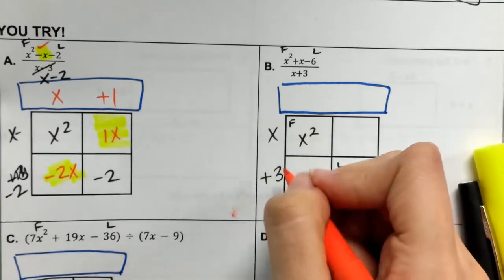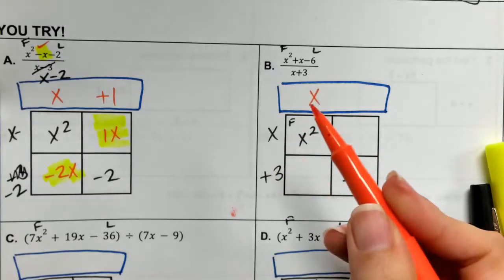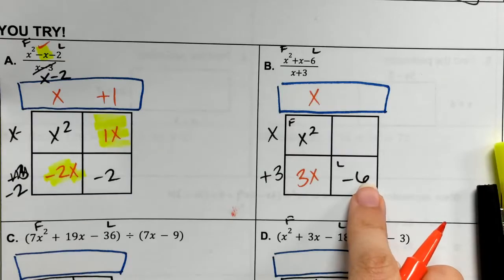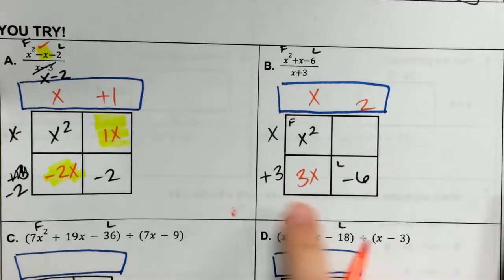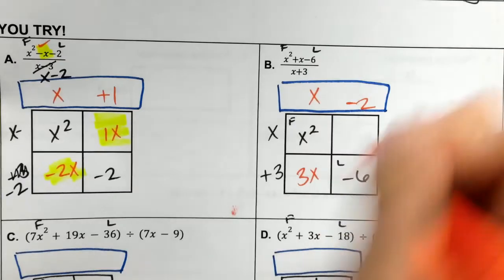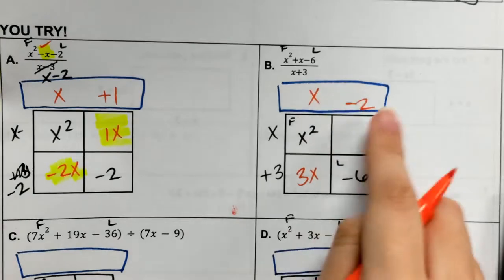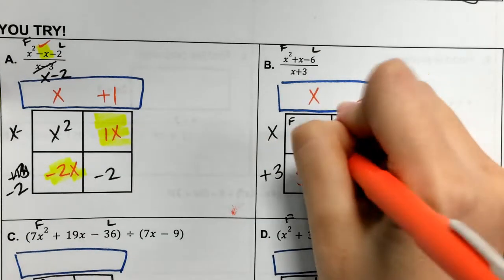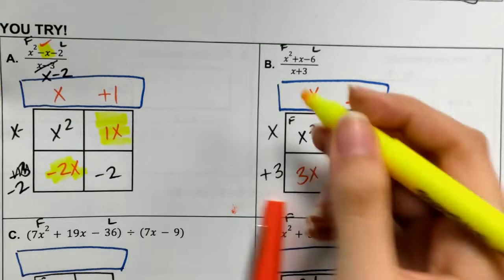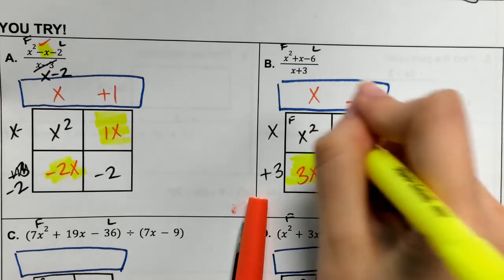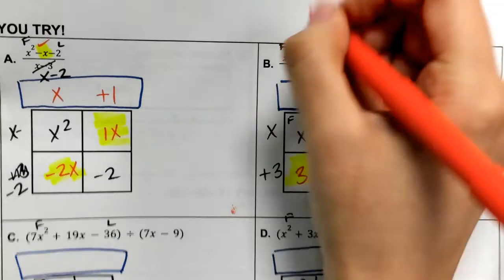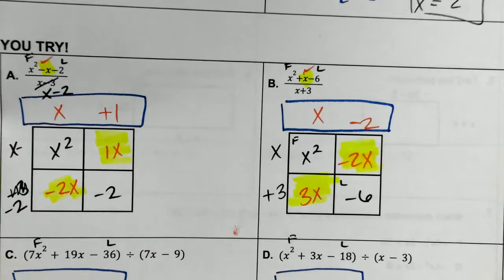Last time to work backwards, we know x times x is x squared. 3 times x is 3x. 6 times what is 6? Well, 3 times 2 is 6. But you want it to be a -6, so a -2. That's your answer, but let's check your answer. x times -2 is -2x. 3x minus 2x is +x, or +1x. You did it correctly.